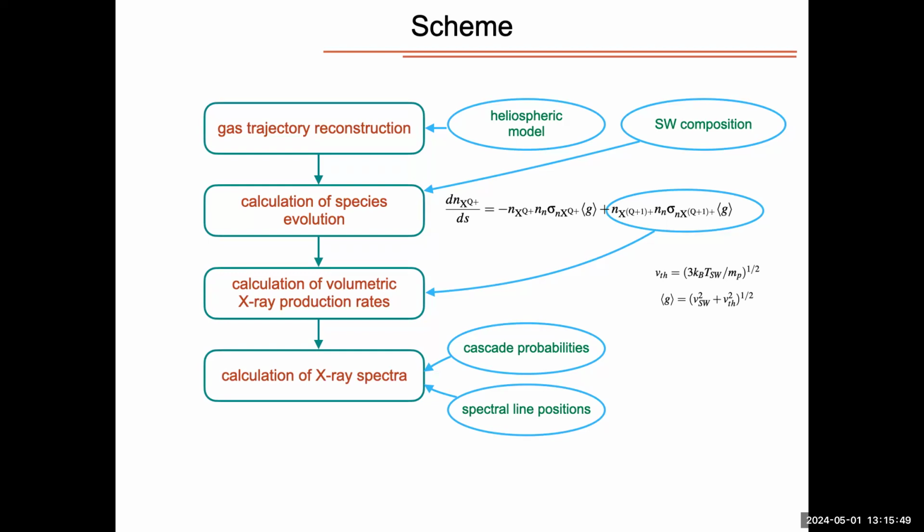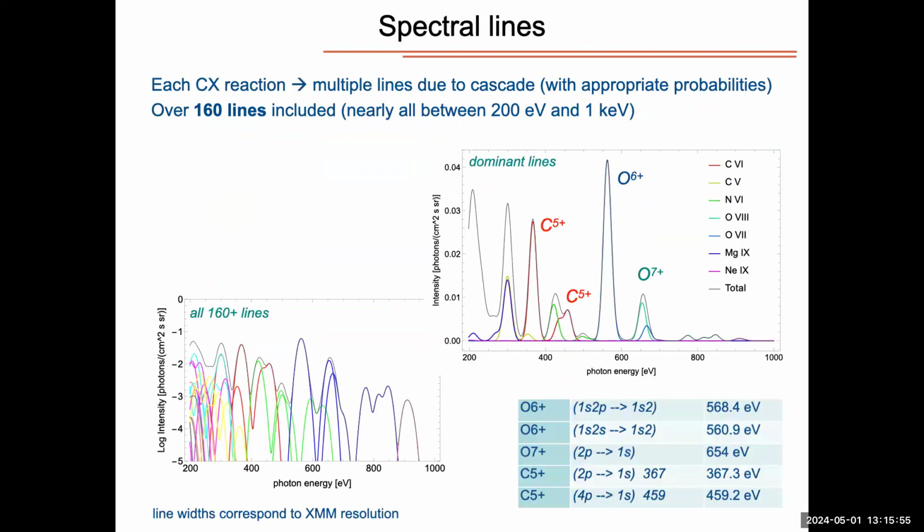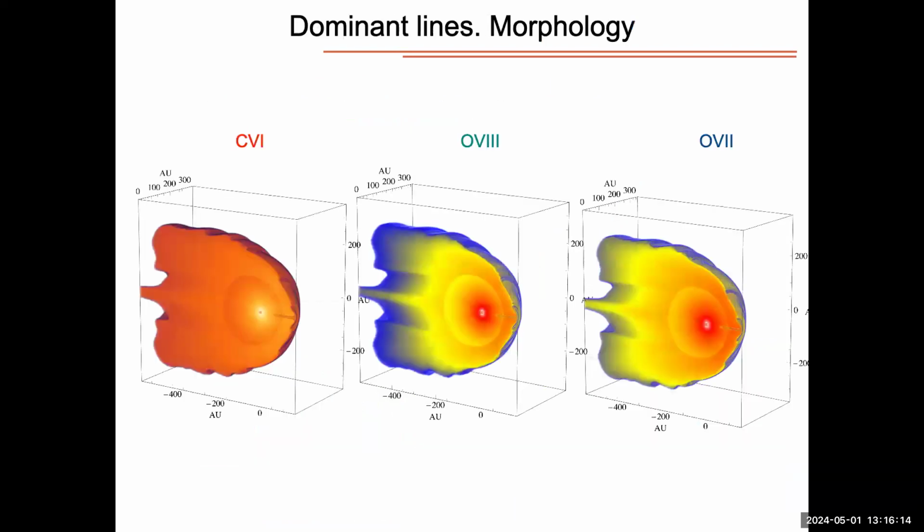Then we can actually produce spectra. Spectra is produced if you know cascade probabilities and spectral line positions. That's a typical spectrum. I'm sure you actually know that. That's done for the XMM resolution, but in principle, the better the resolution, spectral resolution, the brighter the line looks, the brighter it shines on top of whatever background, galactic background you have. These are the dominant lines, the morphology of lines.